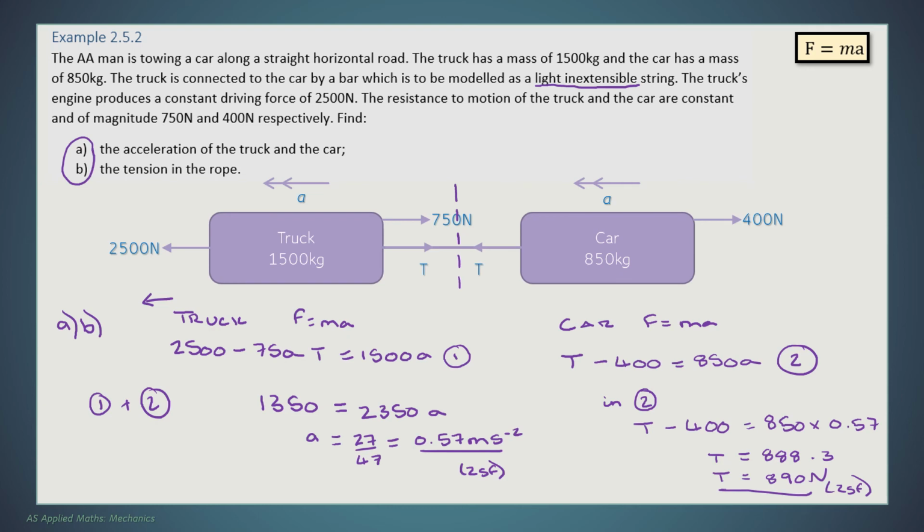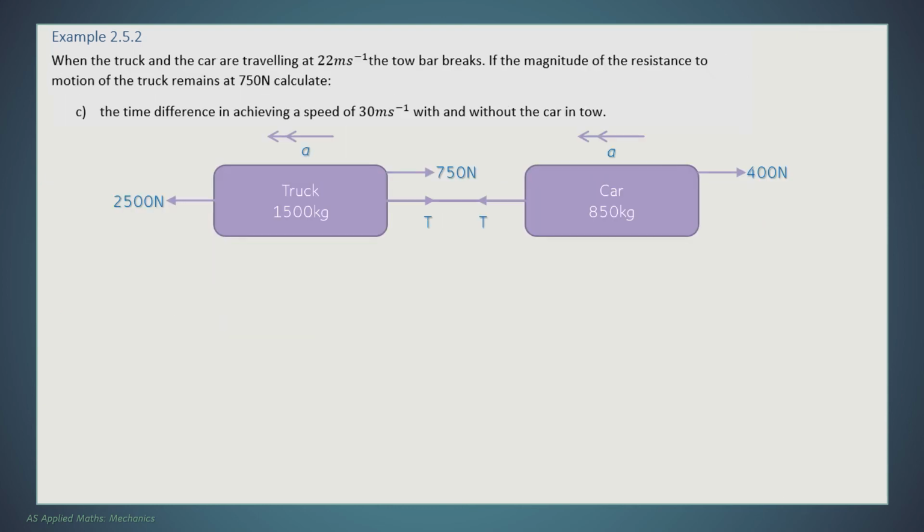Moving on to part C. So when the truck and the car are travelling at 22 metres per second, the tow bar brakes. If the magnitude of resistance to the motion of the truck remains at 750, calculate the time difference in achieving a speed of 30 with and without the car in tow. So let's start with.